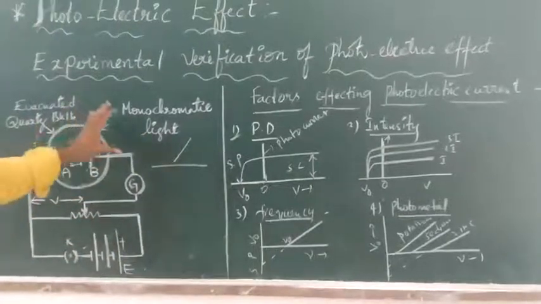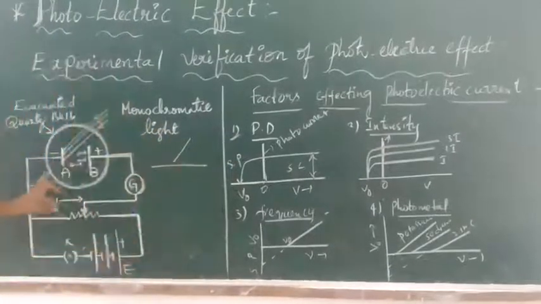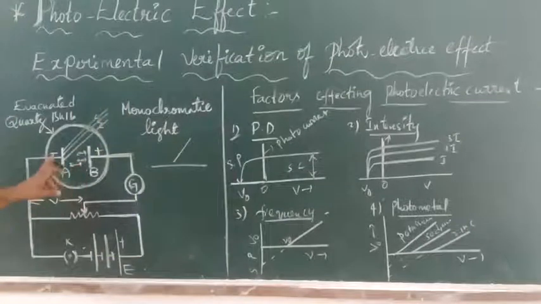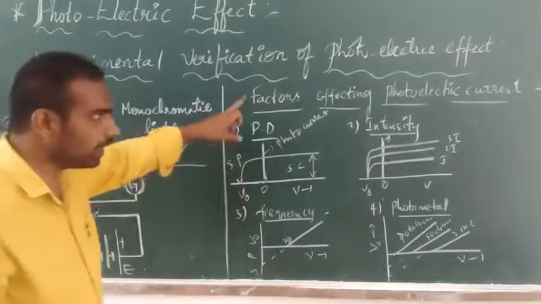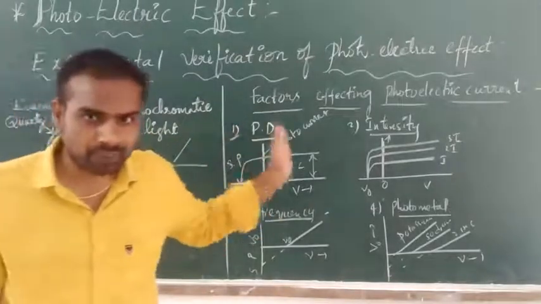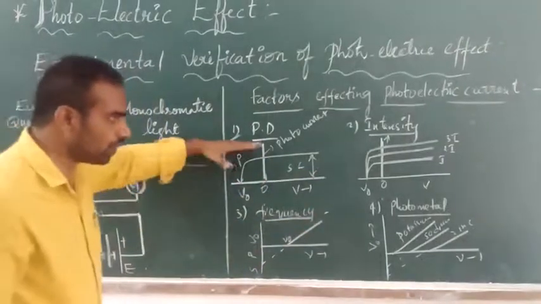This photocurrent depends upon potential difference. If the potential difference is positive and high, then the current is also high. We will explain the factors one by one here. The first factor is potential difference.